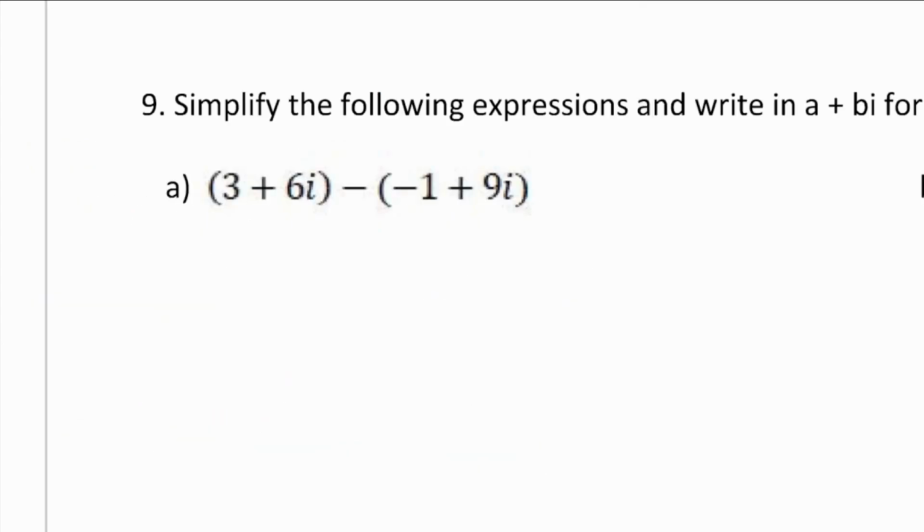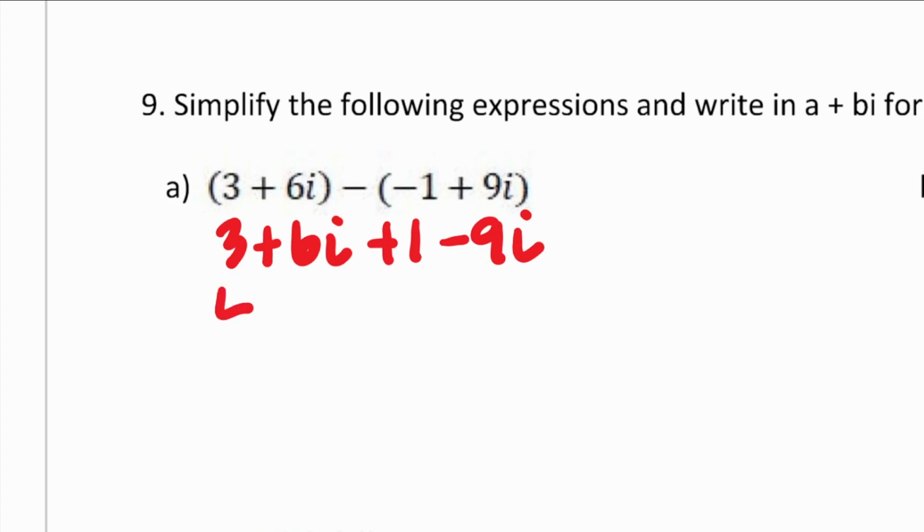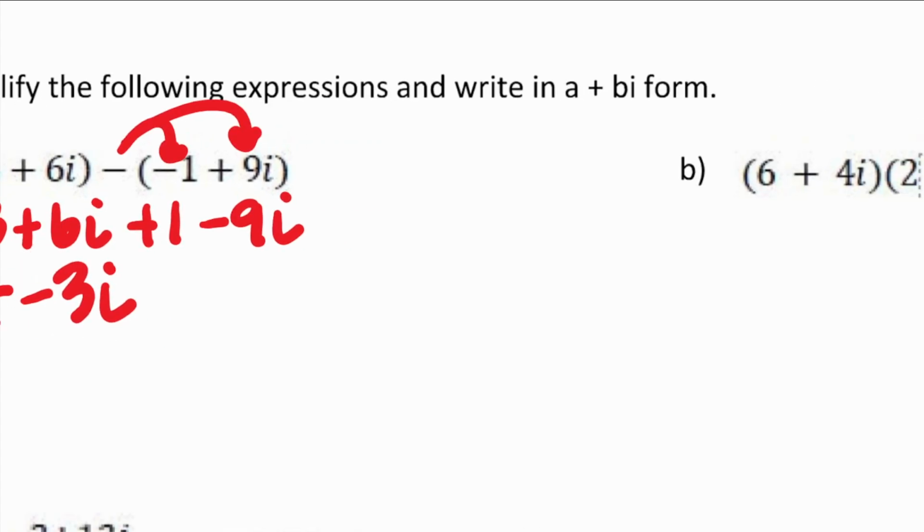And the next ones are just kind of some arithmetic, so we're going to subtract these two. We're going to do that by distributing a negative. So 3 plus 1 is 4, 6i minus 9i is -3i. Okay, we're just distributing that negative to both of those terms and then adding.